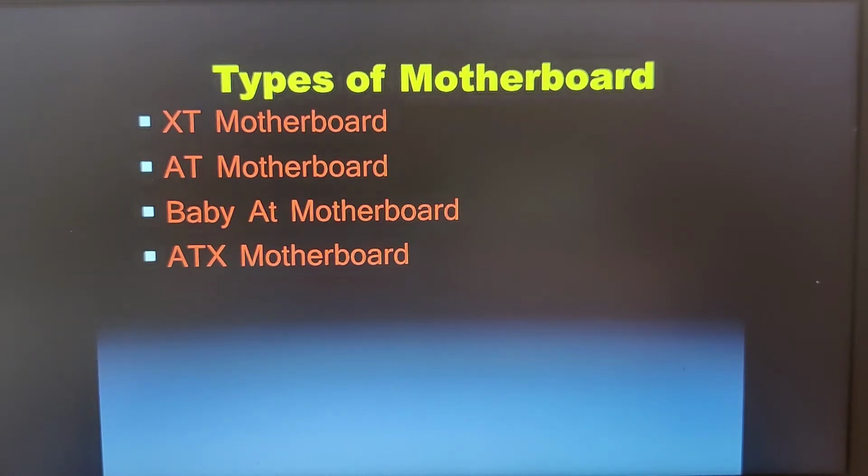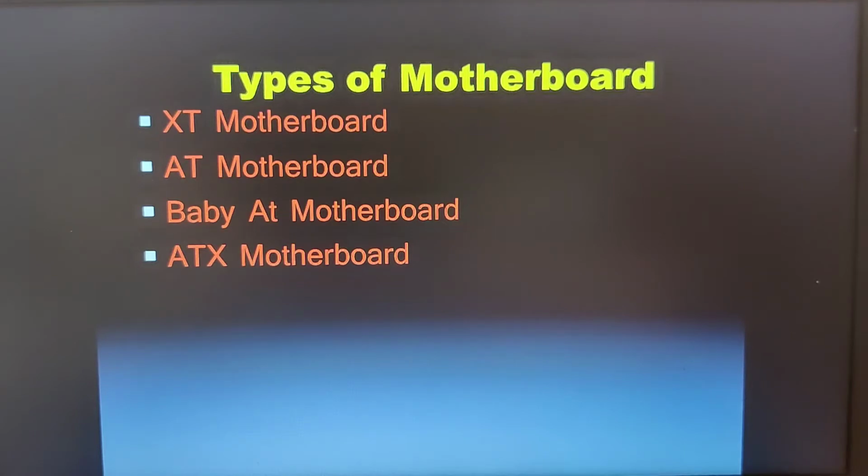Let us continue with our chapter, that is typical configuration of computer system. In our previous video class we have discussed what is computer and we have seen the block diagram of computer. Then we had discussed about how do we characterize the motherboard based upon form factor, chipset and the processor socket. And then we had started with the topic, the types of motherboard.